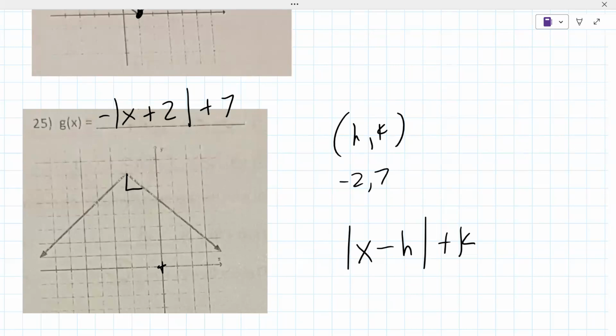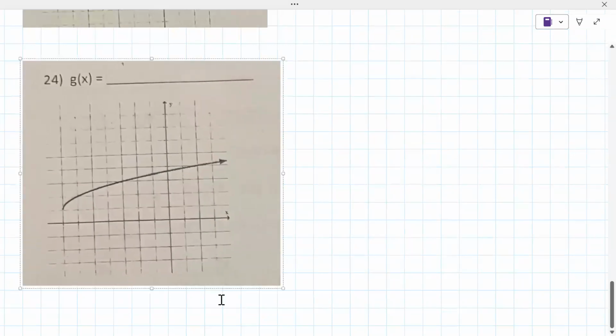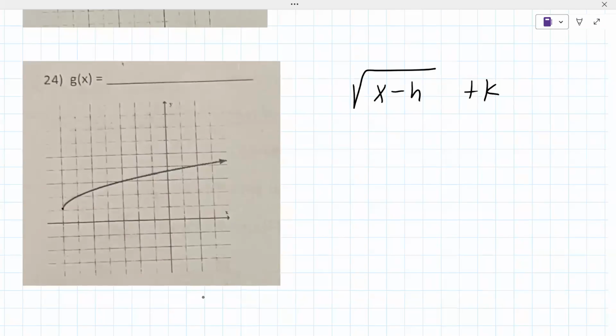All right, so the last type of question you've got here is a square root. So let's look at 24. All right, so this has the form square root x minus h plus k, where this point here is h comma k. Okay. So see if you can give that a try. It's really the same as what we've been doing.